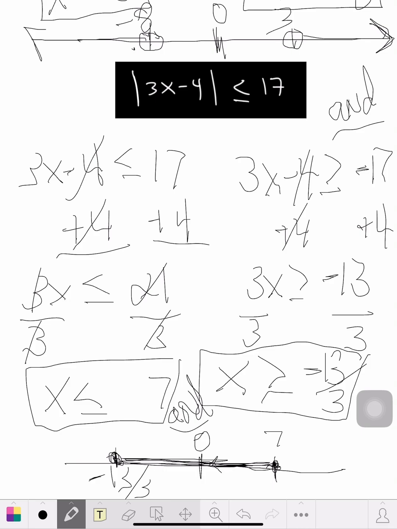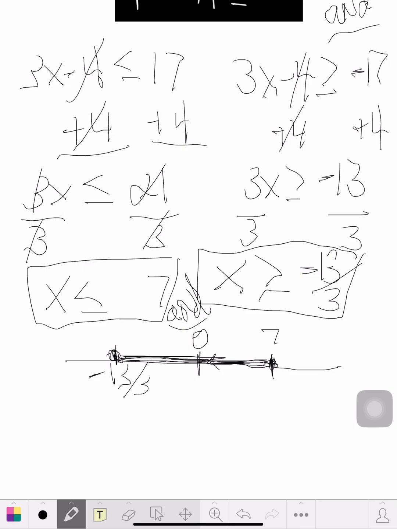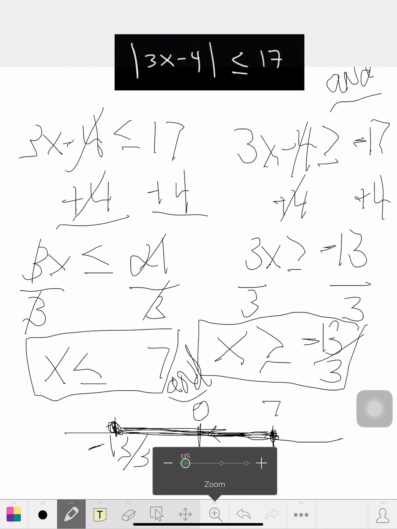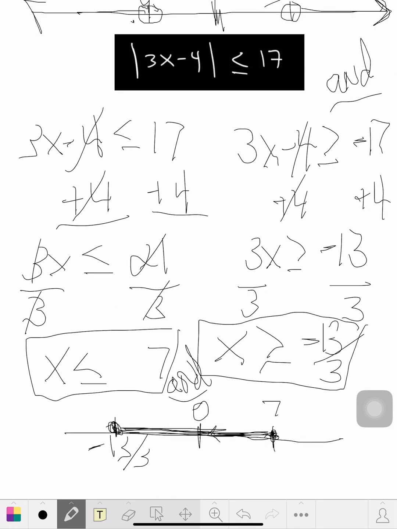Because it's got to solve both solutions. So all these got to solve both, whereas on the other, it can solve either one. And that's basically it. That's all there was to this.